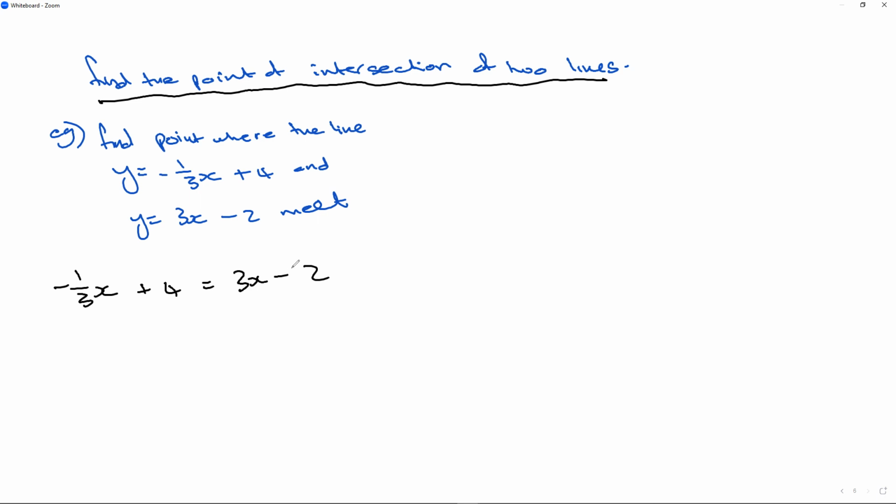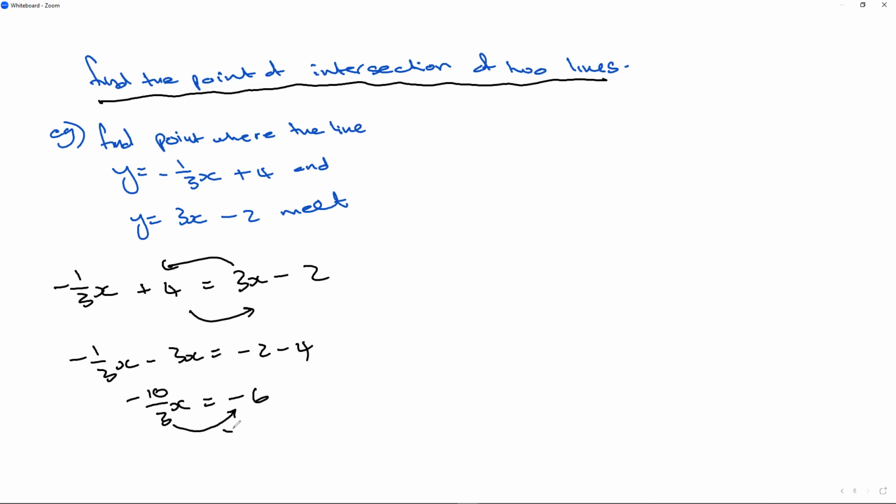And now we want to find out what would make x equal as well. So negative 1 over 3x minus 3x equals negative 2 minus 4, and negative 1 over 3 minus 3 comes to negative 10 over 3. So negative 10 over 3 x equals negative 6. I'm going to move the 3 over and multiply it. It'll become negative 18, and I'm going to divide by negative 10. And therefore, we get x equals 18 over 10, which is 9 over 5.